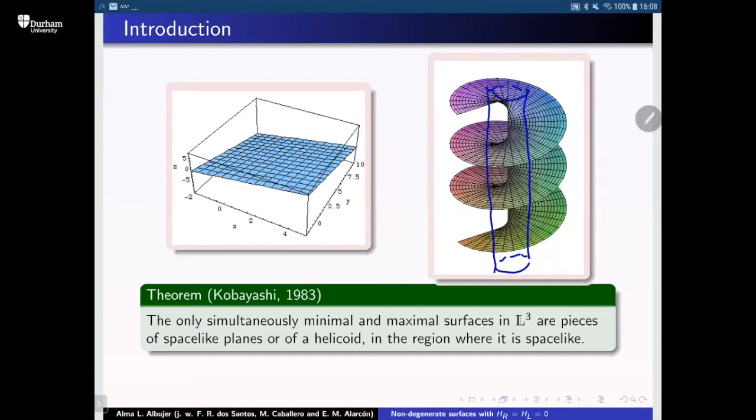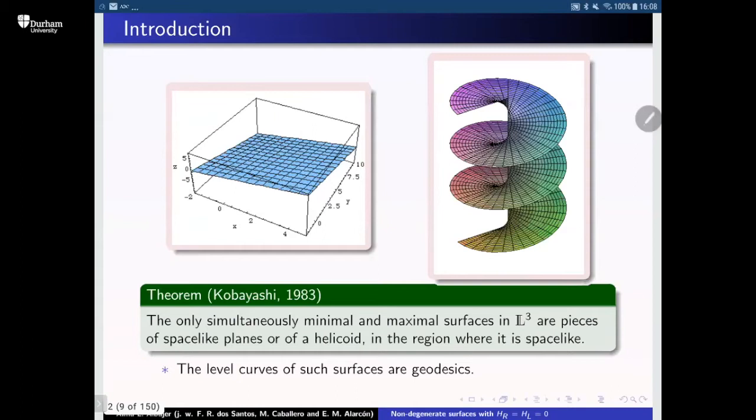I'm not going to give the details of the proof of Kobayashi, but I will just say that the key point of his proof is that, assuming that you have a simultaneously minimal and maximal surface in the Minkowski space, he proved that the level curves of such a surface are always geodesics. Geodesics of the ambient space.